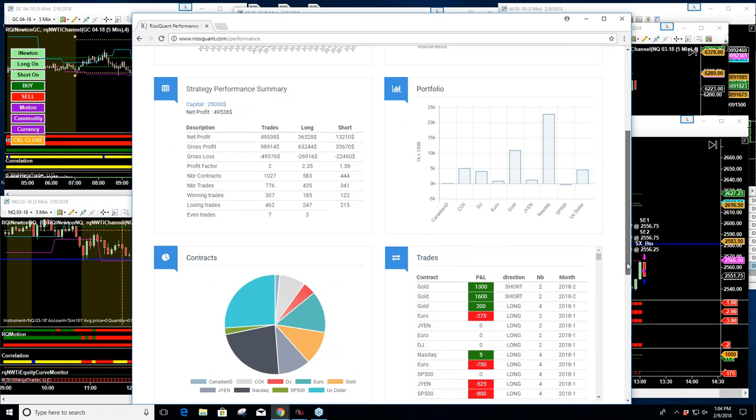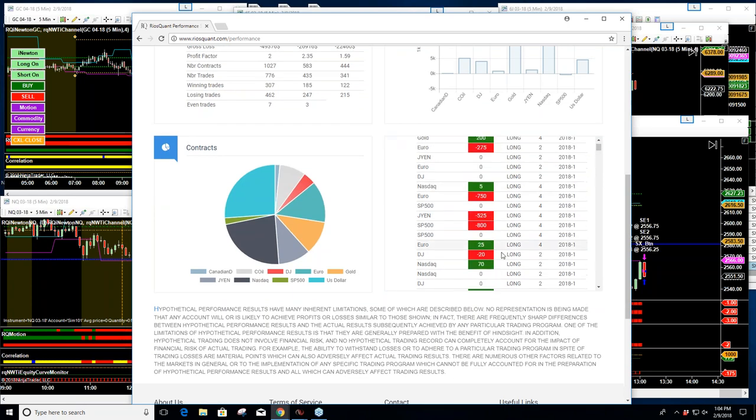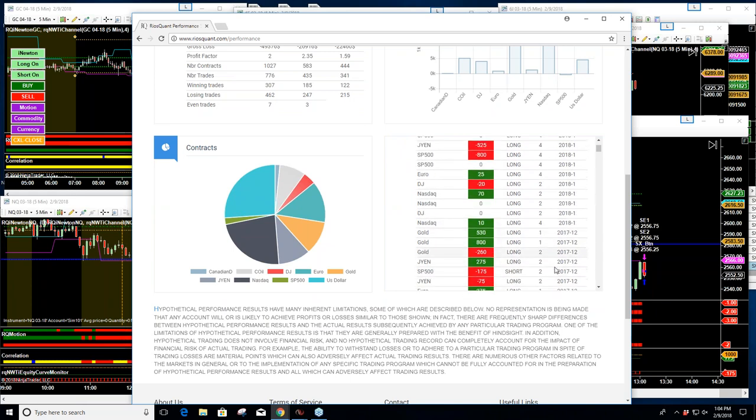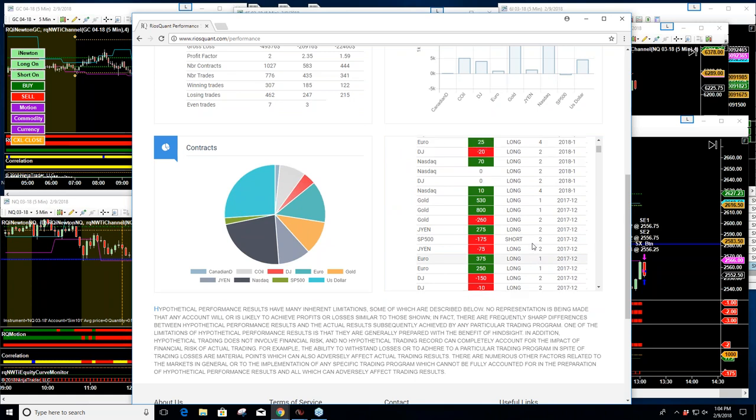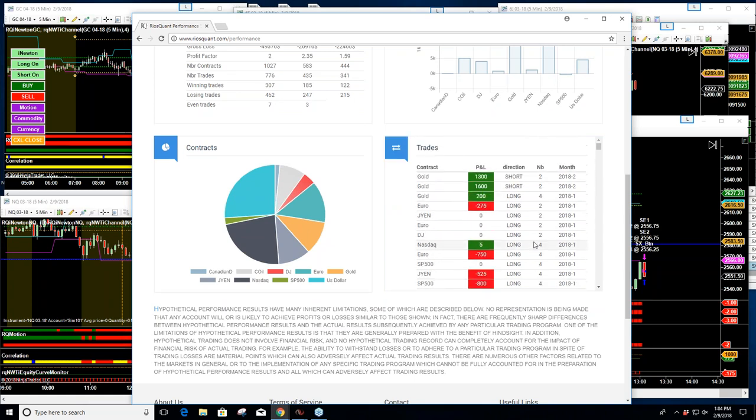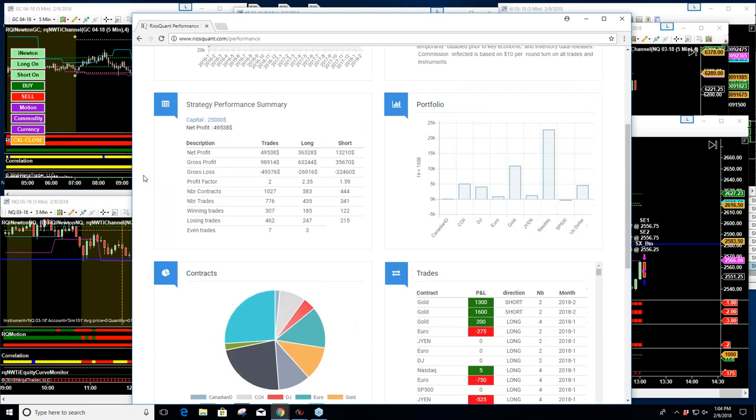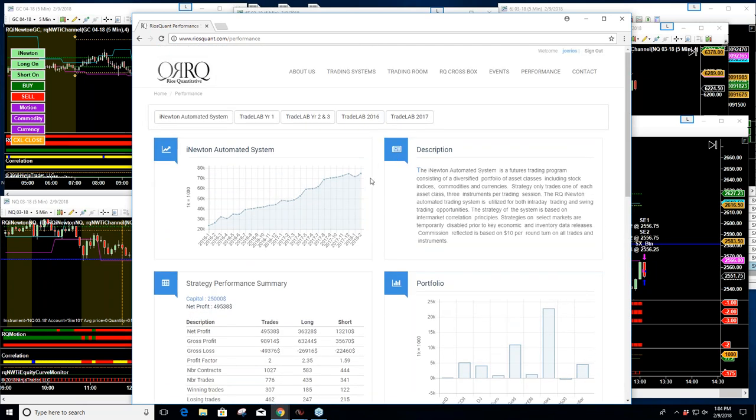And you can see the trades in January. They're not that large. Now, we went from trading two contracts in 2017 to four contracts in 2018. So the account's grown. And mid-year, I'll probably go up to six contracts if the equity curve continues to go up. Any questions?